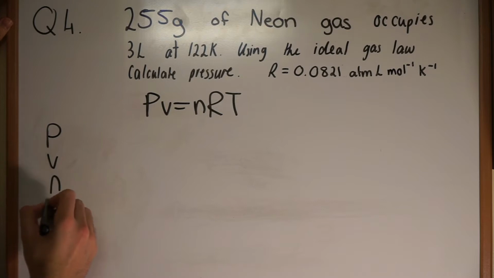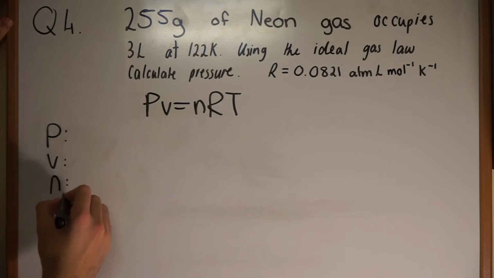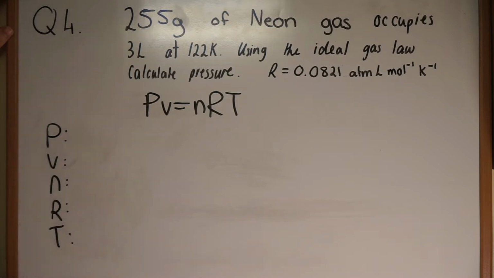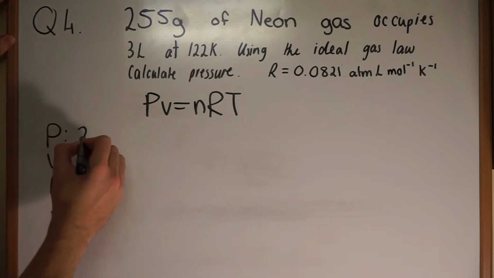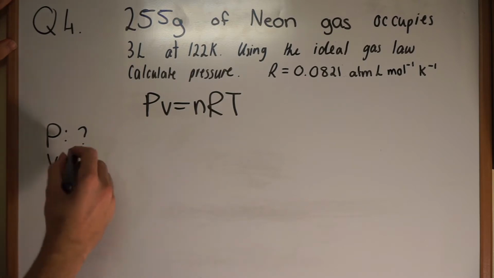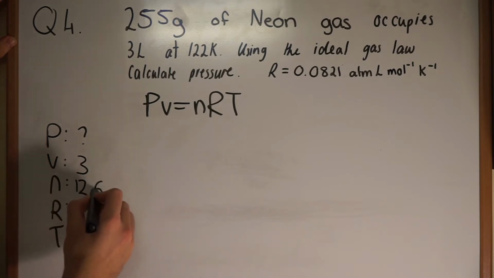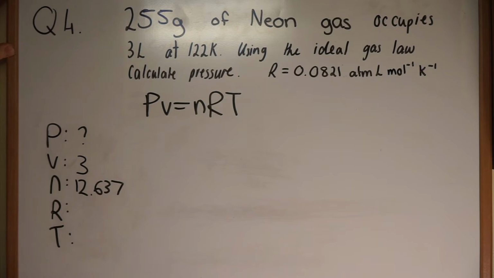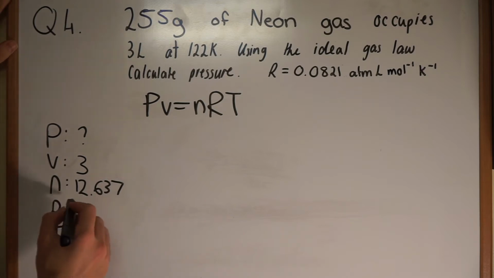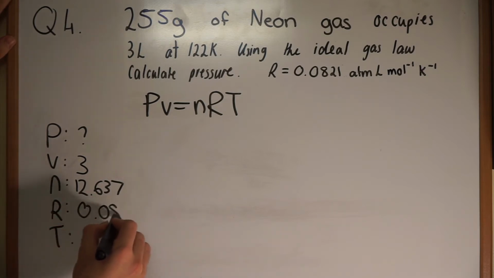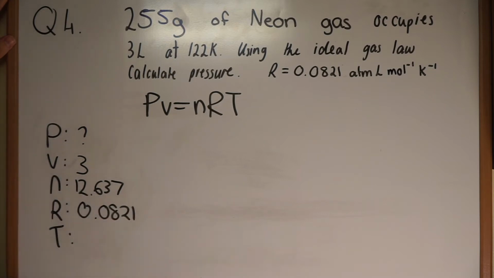I'm going to see what we have and what we don't have. So pressure, we don't know, we're being asked to calculate it. Volume is 3 litres. The number of moles, you can work this out. It should be 12.637 moles. Now the gas constant we've already discussed will be 0.0821 in this case, and the temperature is 122 Kelvin.